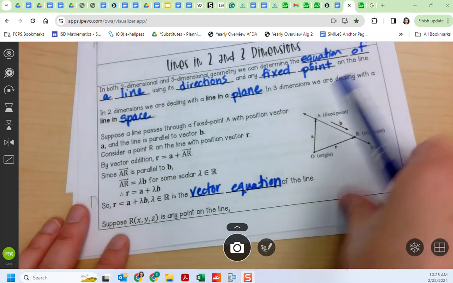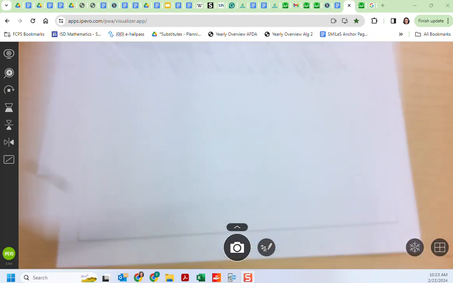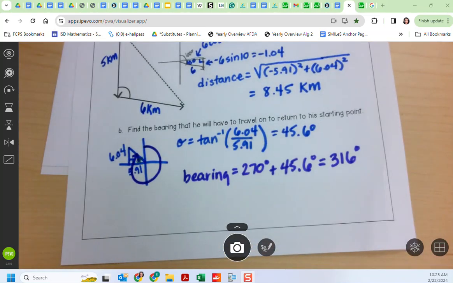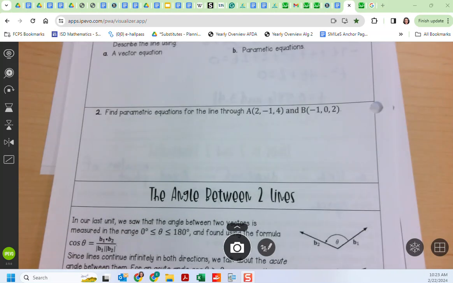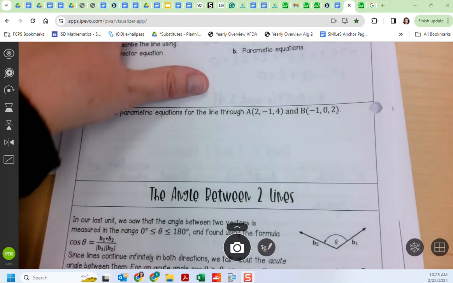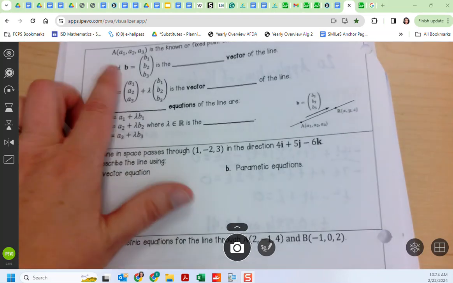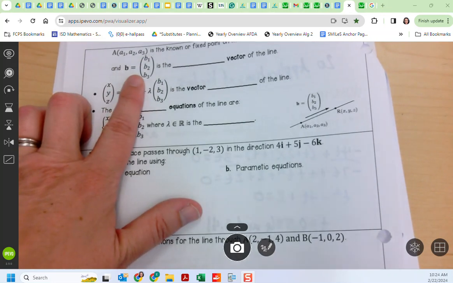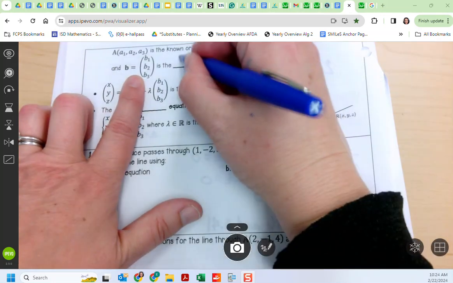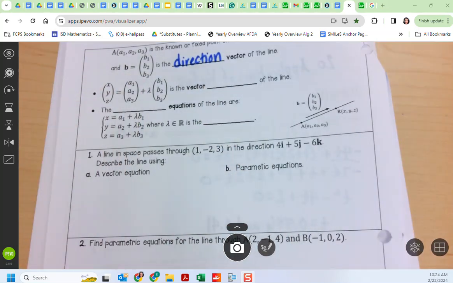Okay, and we're going to turn the page because it says suppose R, which is x, y, and z, is any point on the line. And A1, A2, A3 is a known or fixed point on the line. And B is going to be the direction vector of the line. This is how we would write the equation.